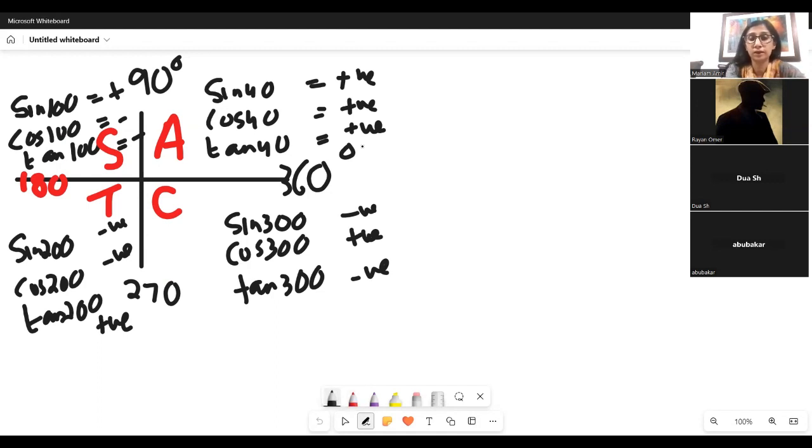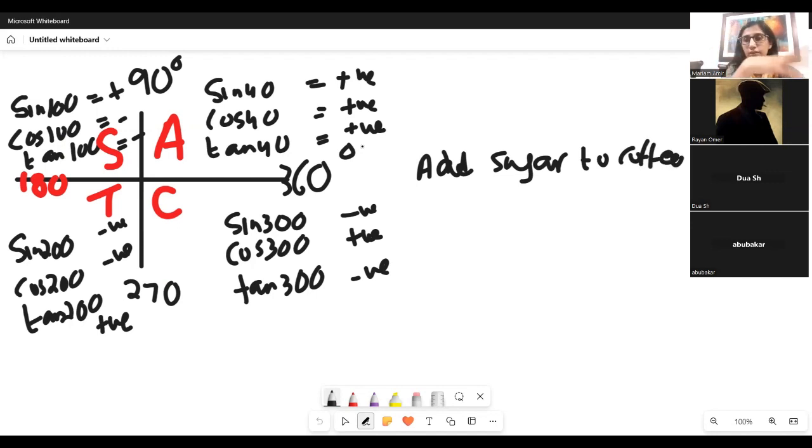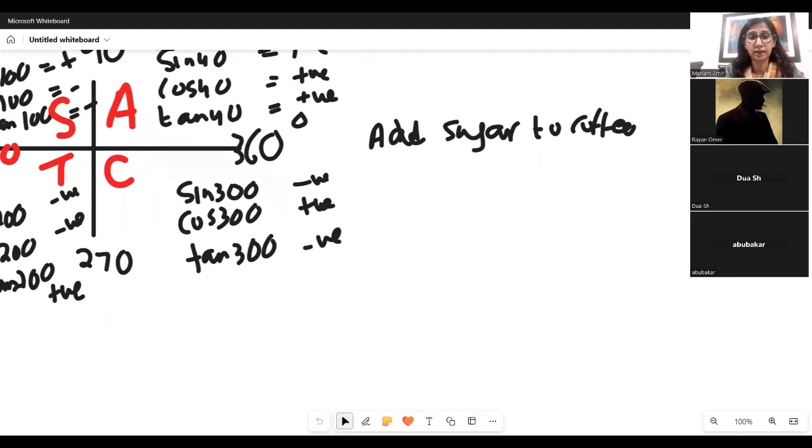You can remember this by the line "Add Sugar To Coffee", or "All Students Take Calculus", or other abbreviations. So just stick to whichever one you find more catchy. Achha. Now let's see how this will come up in a question. Before we do that, let's also quickly talk about periodicity of sine theta, cos theta, and tan theta.